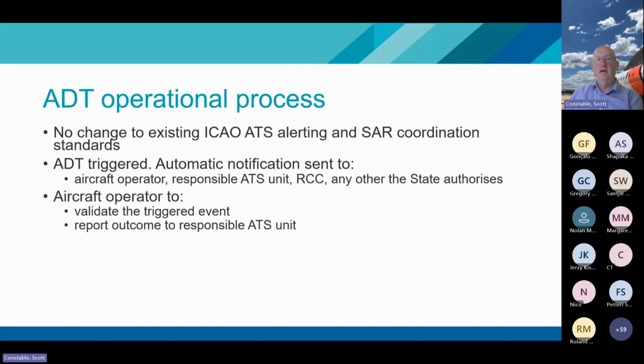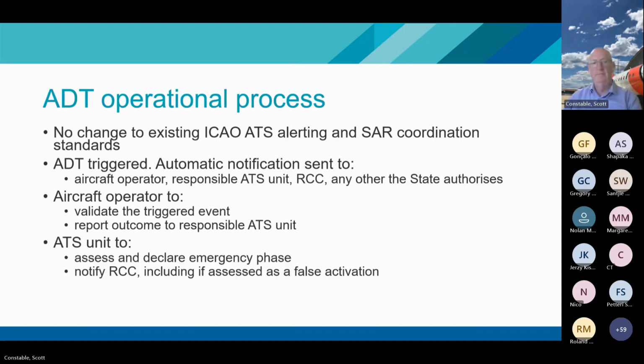The aircraft operator is then asked to validate the triggered event, if it's possible, of course, and report the outcome to the responsible ATS unit. The ATS unit will then assess and declare an emergency phase as appropriate. And then the ATS unit, per standard procedures today, will notify the responsible RCC, including if it's assessed as a false activation. And that's how it's supposed to operate. And then, of course, the RCC will initiate a SAR response as appropriate.